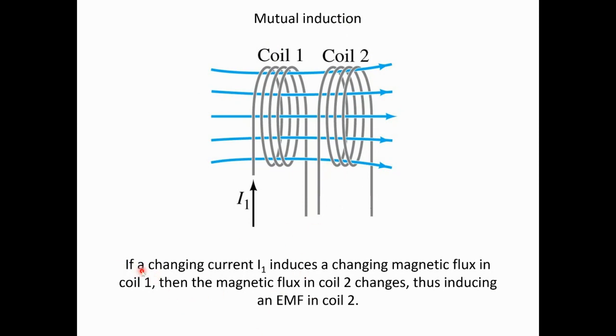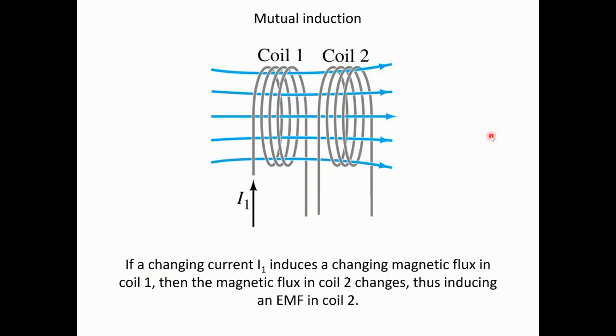Right? That's what it says over here. If there's a change in current I1 that induces a changing magnetic flux in coil 1, that flux spills over in coil 2. So the magnetic flux in coil 2 changes, thus inducing an EMF in coil 2.